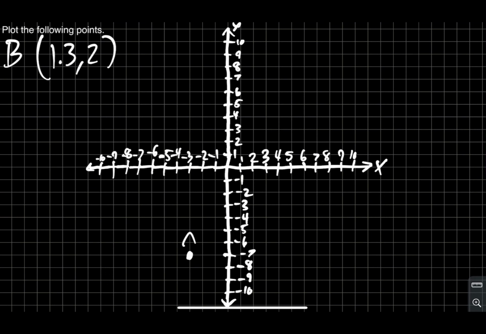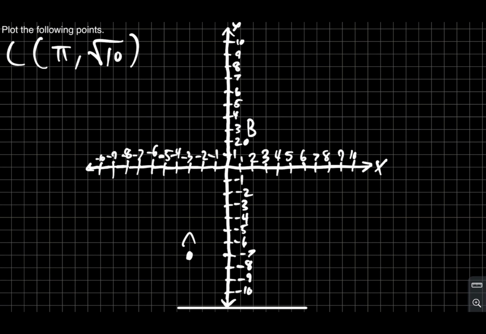Let's try to plot the point B. So point B has an x value of 1.3 and a y value of +2. So 1.3 is going to be in between +1 and 2. And it's going to be closer to 1 than it is to 2. And then the y value is 2. We know where that value is going to be. So your point is going to be about right here. That's going to be point B.